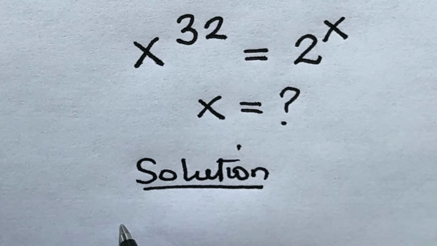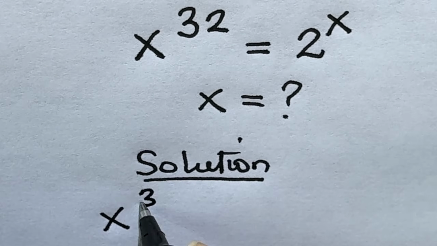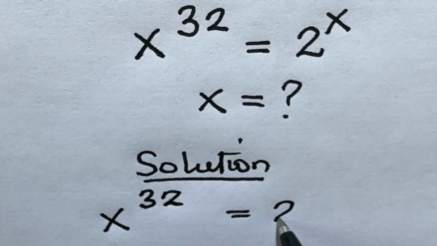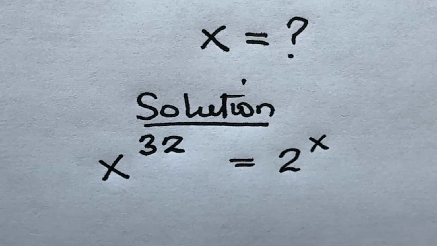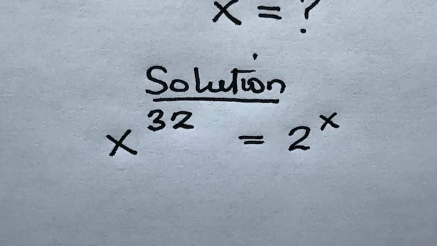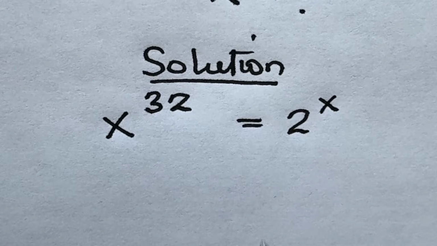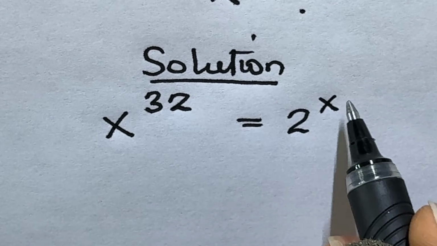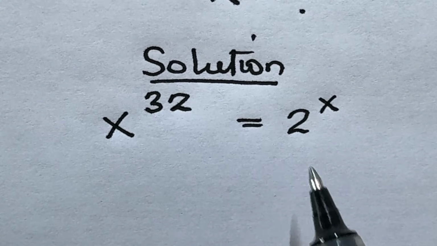Well, given x raised to power 32 is equal to 2 raised to power x, and we're required to find x. This is an exponential problem. To begin, this power here is 32 and the power here is x. The base here is x, the base here is 2.